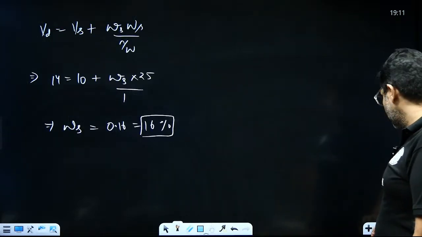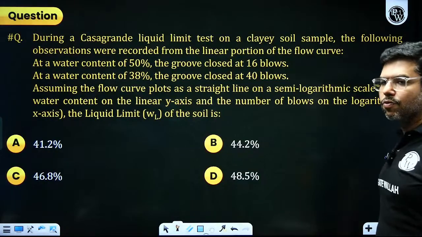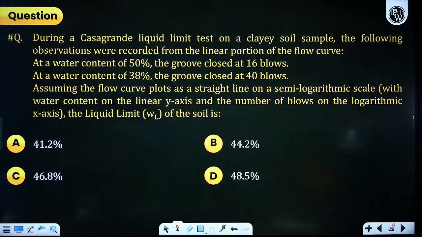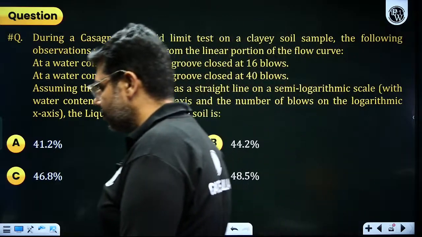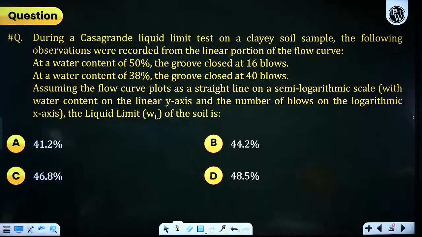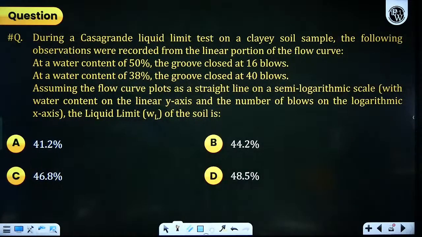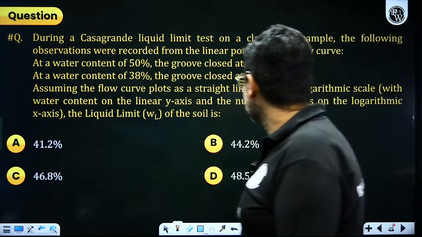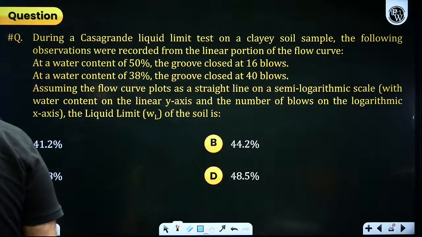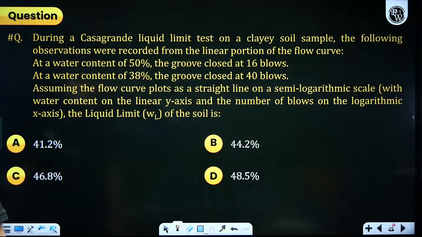Not a problem. Let's do one more numerical. Please solve this as well. Make it fast. I am waiting, giving you 2 minutes time. You have to find out the liquid limit of the soil. Flow index is given to me, I guess. No, flow index is not given to me. Just interpolate and find out the liquid limit of the soil. Do it fast.